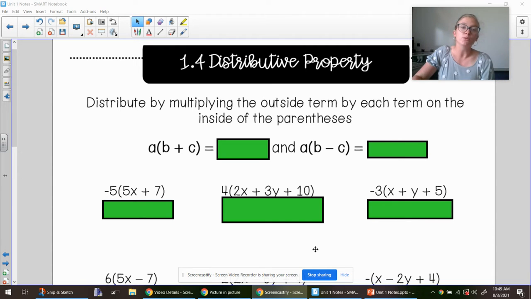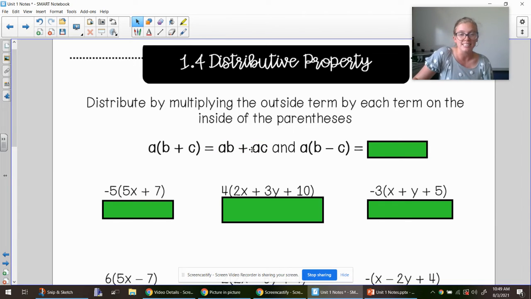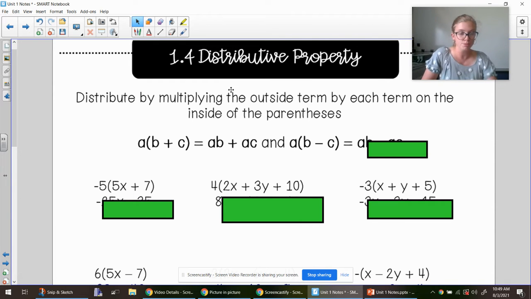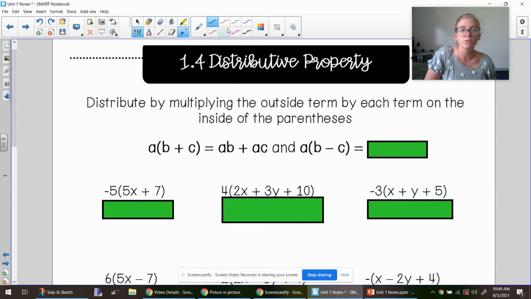We distribute by multiplying the term on the outside of some sort of expression by every term on the inside of the parentheses. So for example, if I have a on the outside and I've got this expression inside parentheses and a is being multiplied, this is the same as a times b plus a times c. I can multiply a times b and a times c and get a new expression. This is really, really helpful when it comes to simplifying.